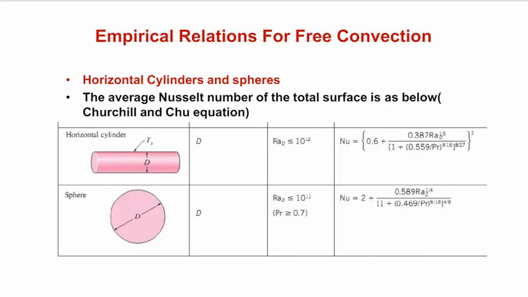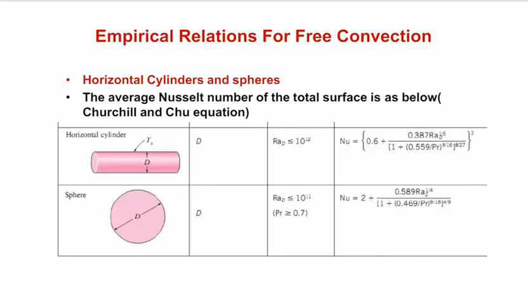For that, the Nusselt number that is evaluated will be 0.6 plus 0.387 Rayleigh number raised to power 1 by 6, divided by 1 plus (0.559 by Prandtl number) raised to power 9 by 16, whole raised to power 8 by 27, with the complete square. These values are quite similar to the vertical cylinder but have some changes in their values.